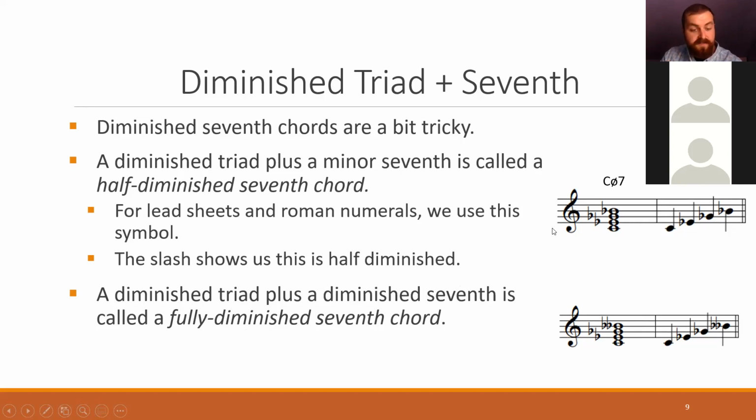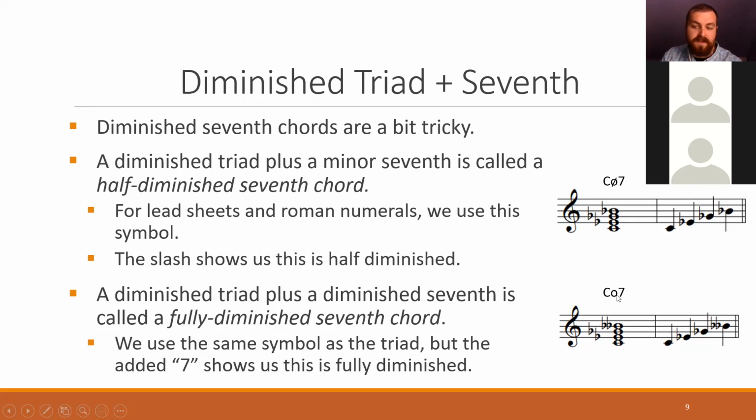Now, luckily for us, for a fully diminished seventh chord, we just add a 7 to our traditional, comfortable lowercase o. And we use the same symbols for Roman numerals. So, any questions now? Diminished chords are always a little particular. Feel free to stop me.